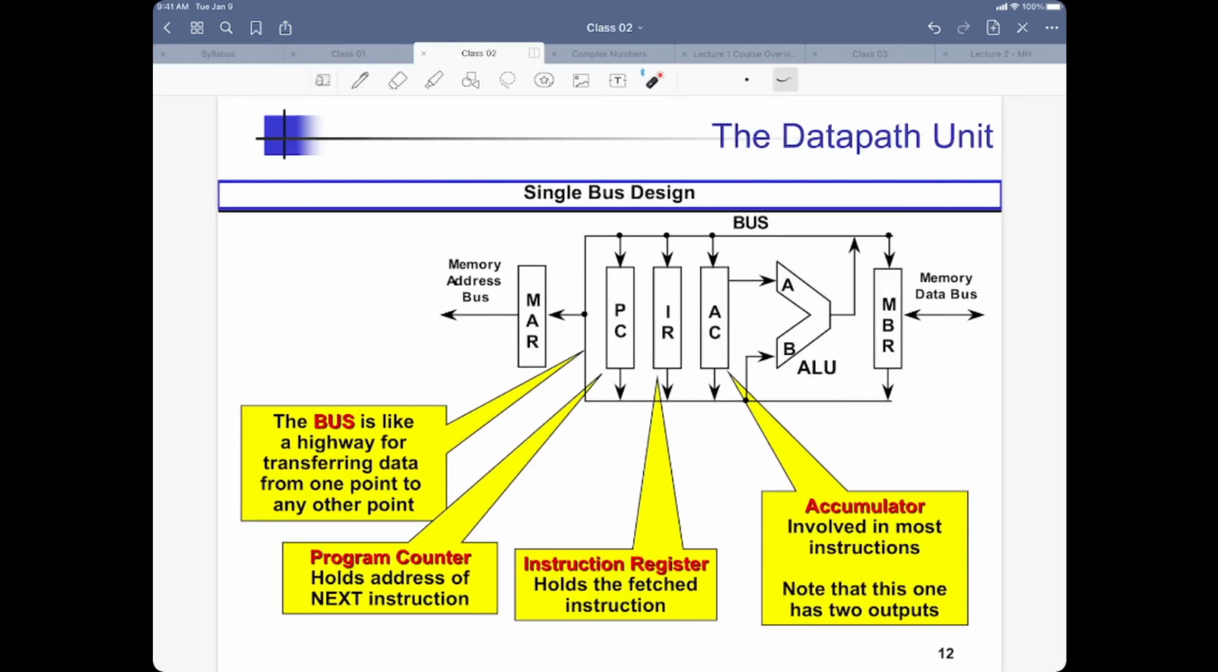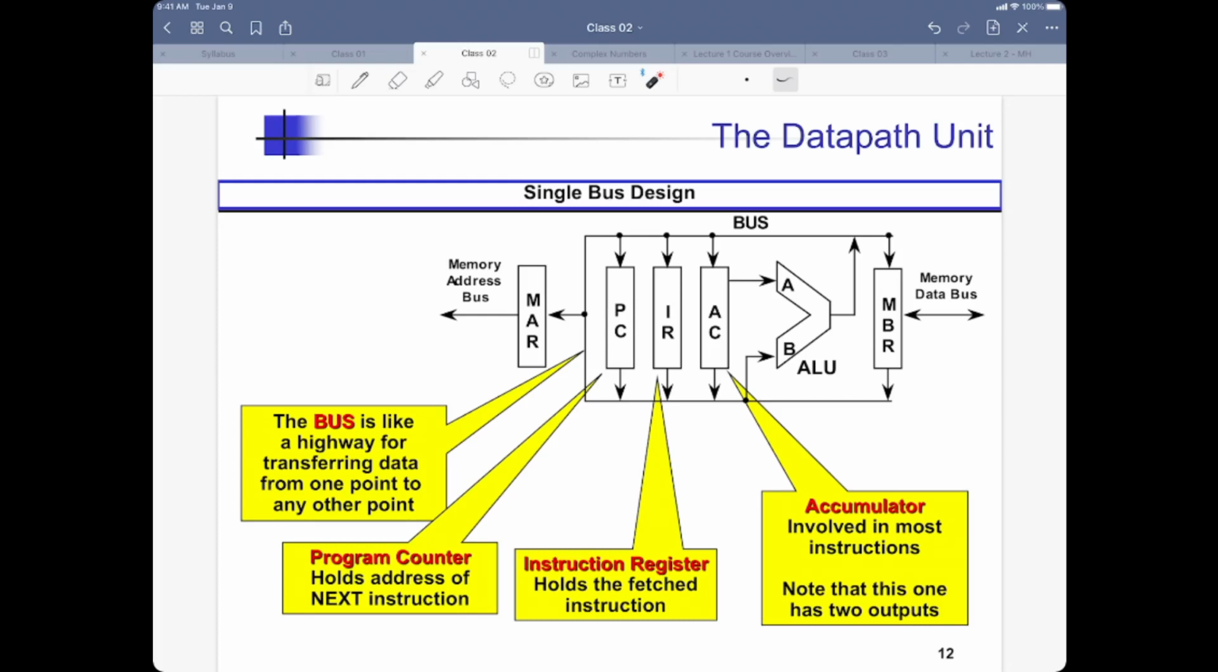Single bus, the moment you hear single bus, you know that it is not going well. It is going to be slow. Why? Because there is only one highway connecting everything. Only one guy can write to it at any given time. Things are going to be slow. Things are going to be one after the other, right? Will have to be. There is only one bus.